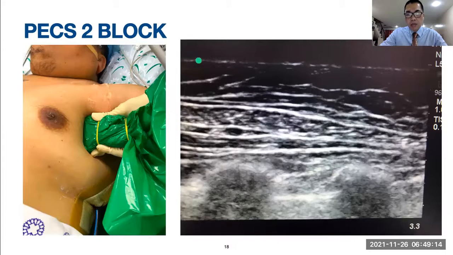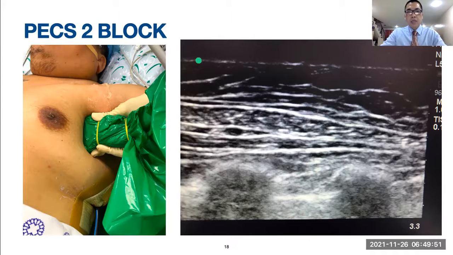Then in 2012, Blanco reported the pectoralis 2 block that was designed for untreated pain over the serratus muscles area during breast expander and subpectoral prosthesis insertion. The PEX2 block blocks the long thoracic and the thoracodorsal nerves and the lateral cutaneous branches of the intercostal nerves from T2 to T9, providing innervation to the serratus anterior muscle and the lateral chest wall.